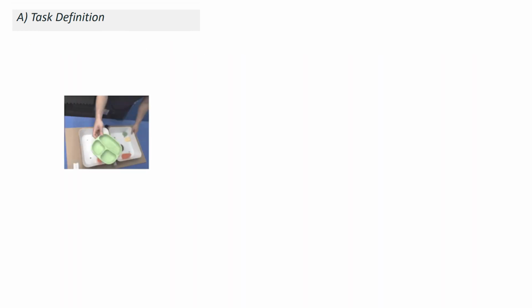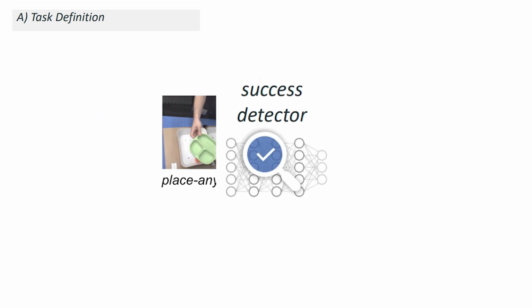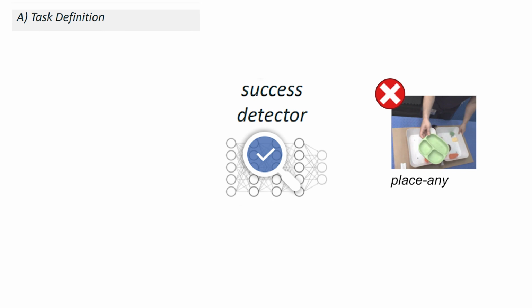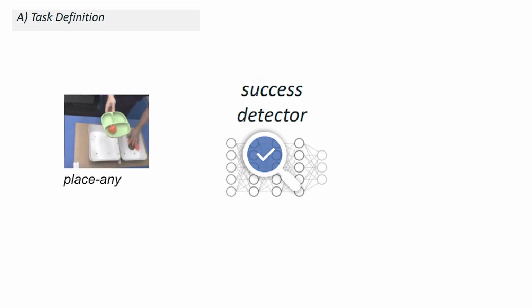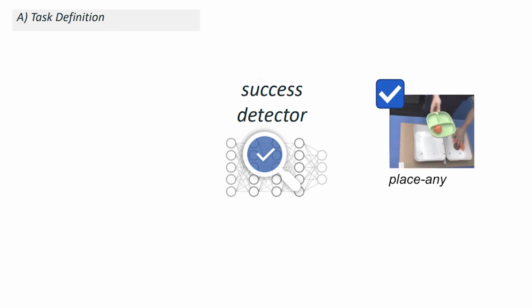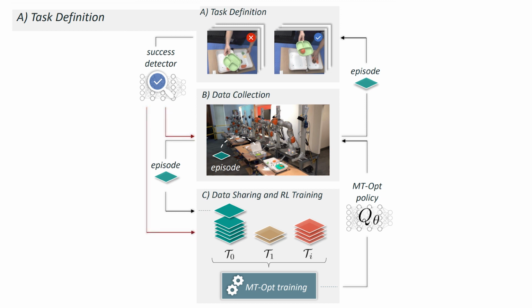With this task definition, we can take the terminal image of an episode along with a task ID and query our CNN success detector to determine the episode outcome. Predictions from the CNN are used both as a sparse reward during data collection and to influence what off-policy data is used to train an RL policy.